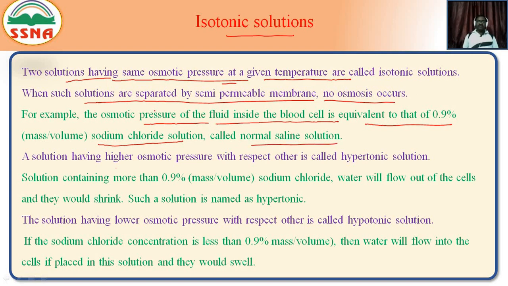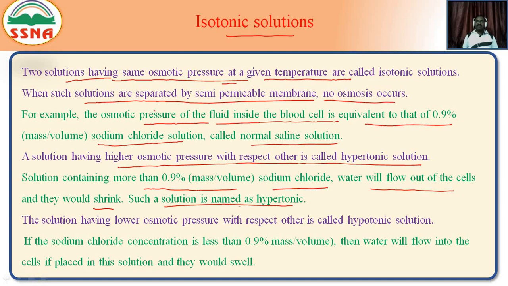A solution having higher osmotic pressure with respect to the other is called a hypertonic solution. In solutions containing more than 0.9% sodium chloride, water will flow out of the cell and the cells would shrink. Such a solution is called a hypertonic solution.